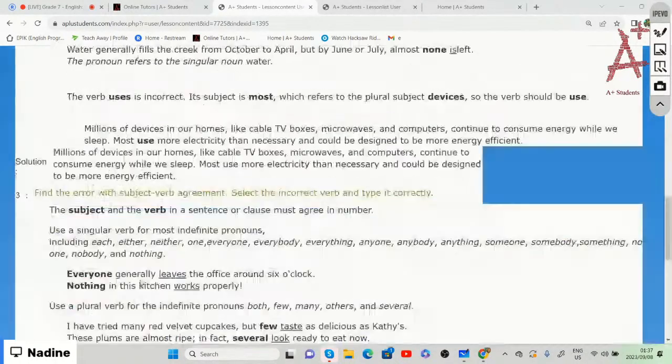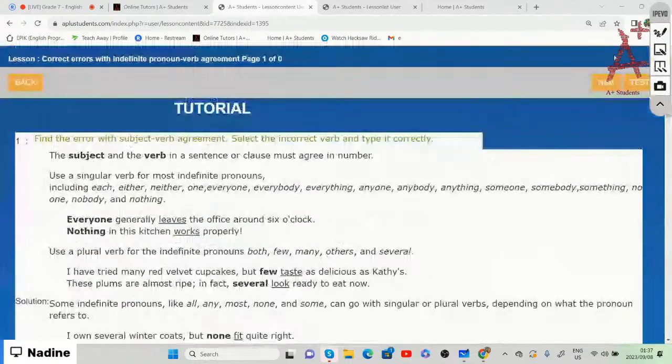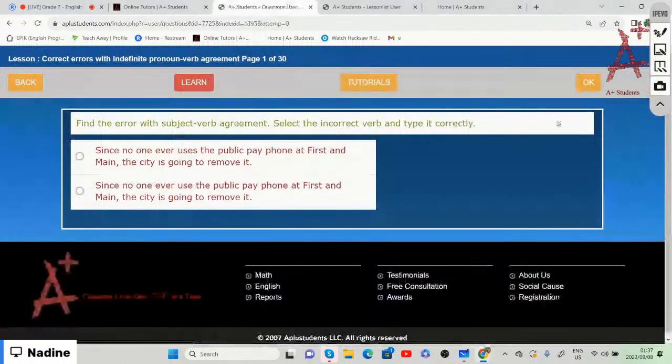All right, let's go to our test. So we're going to have to now find the error with subject verb agreement. And we're going to have to select the incorrect verb and then type it correctly.